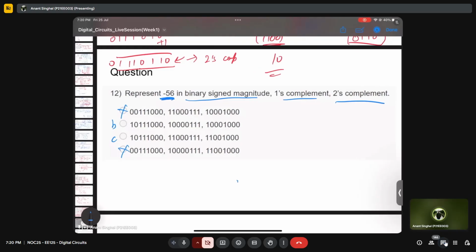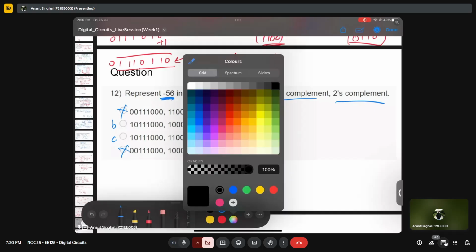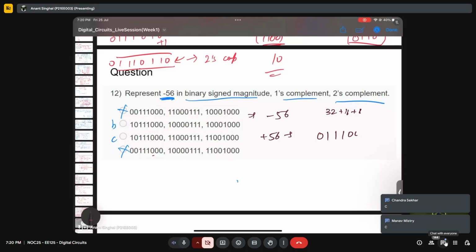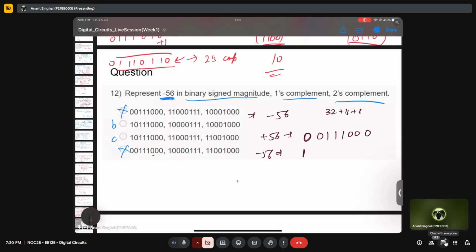Okay, so let me also calculate side by side so that we can save time. First of all it is minus 56. So if I write plus 56 initially, just to clear your doubt, plus 56 is nothing but 32 plus 16 plus 8. So it will be 0 1 1 1 0 0 0, and since this is plus, this will be a 0. So minus 56 will be 1 0 1 1 1 0 0 0.